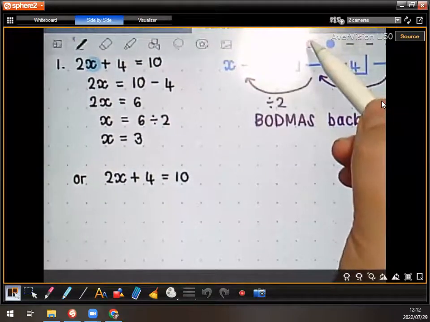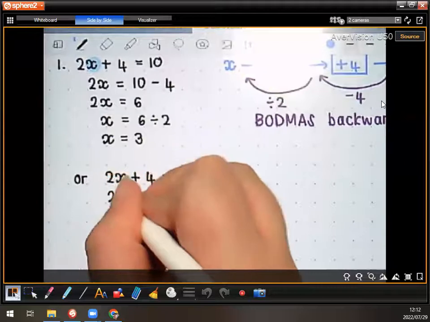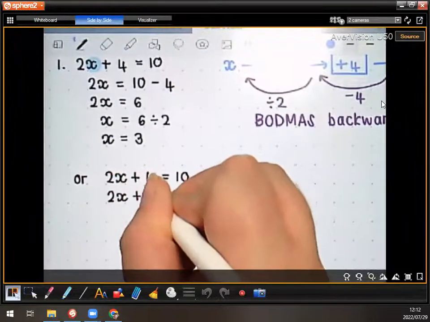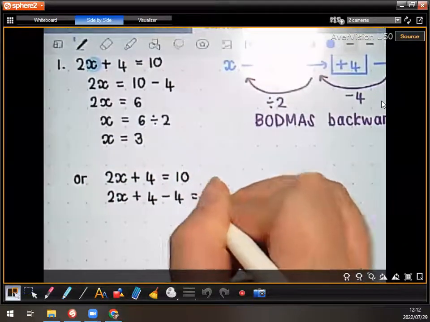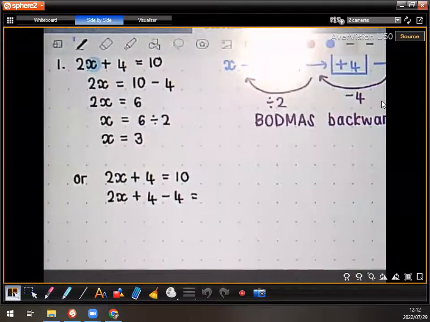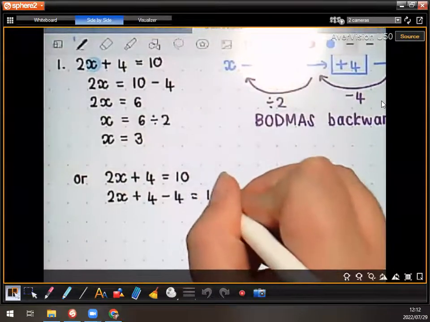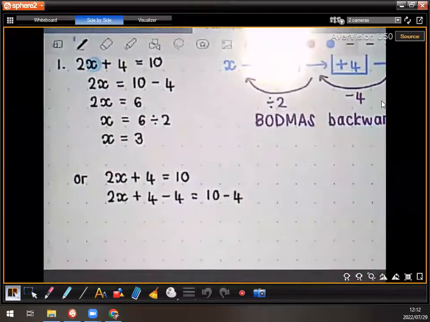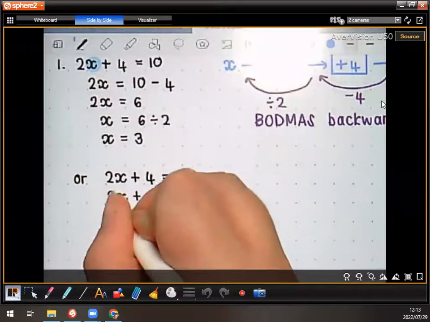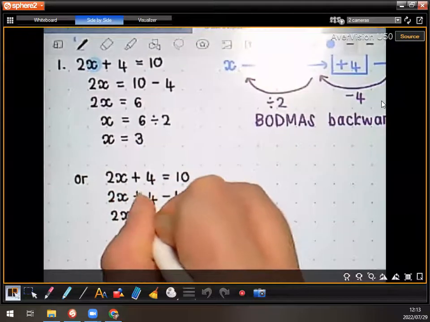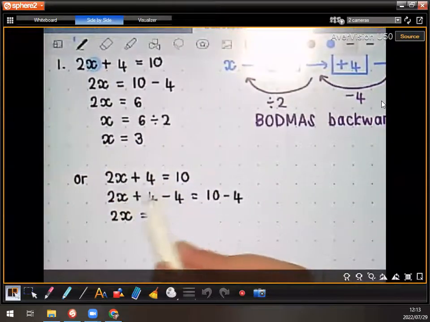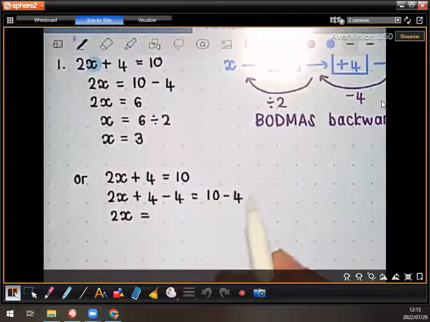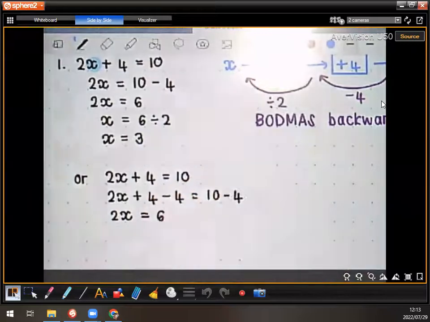Okay, so we are going to minus 4. So we have our plus 4 minus 4. We do that so that the plus 4 is cancelled out, because 4 minus 4 is 0. But now we have to do the same thing on the other side. Okay, so we are left with 2x is equal to, because now 4 minus 4 is just 0. So we're cancelling out that. So we're left with 2x is equal to 10 minus 4 is 6.